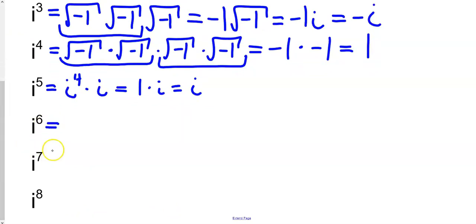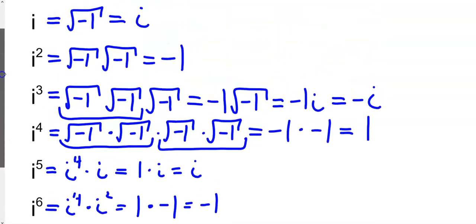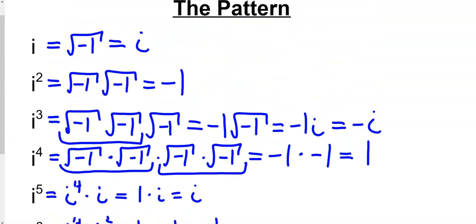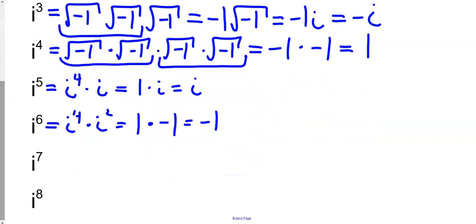i to the sixth is made up of i to the fourth times i to the second. Well, we know what i to the fourth is. It's 1. We know what i to the second is. It's -1. So in the end, we get -1, which is what i squared was. Notice i to the fifth was i, and i to the sixth was -1. Any guesses as to what the next guy is going to be? You bet. This guy is going to end up being -i. And i to the eighth will end up being a +1.